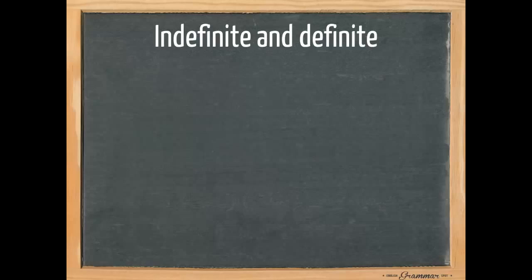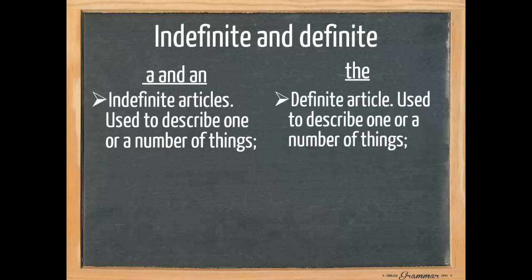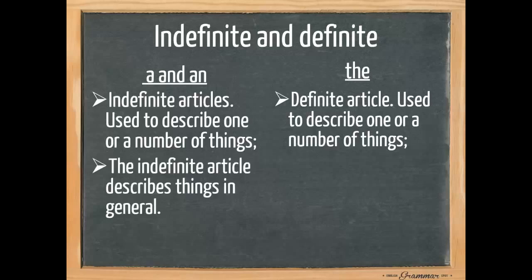Now we need to talk about the indefinite and the definite article. We already talked about a and an, but we also need to talk about the. A and an are indefinite articles. They're used to describe one or a number of things, but that also goes for the. Here the is the definite article, but again, like a and an, it's used to describe one or a number of things. So, what is the difference?